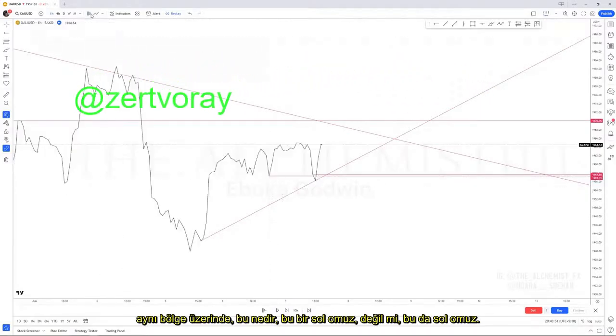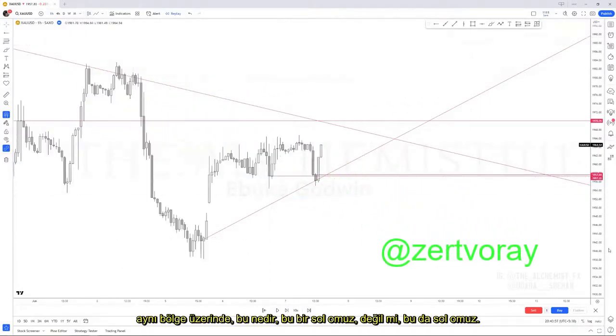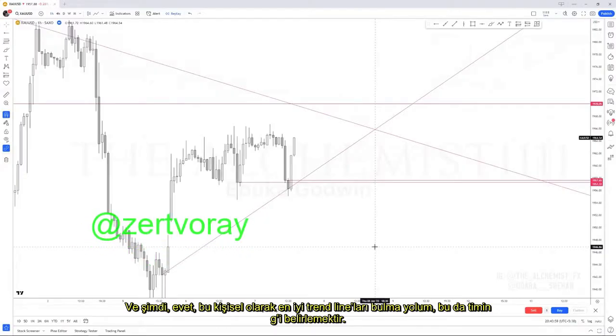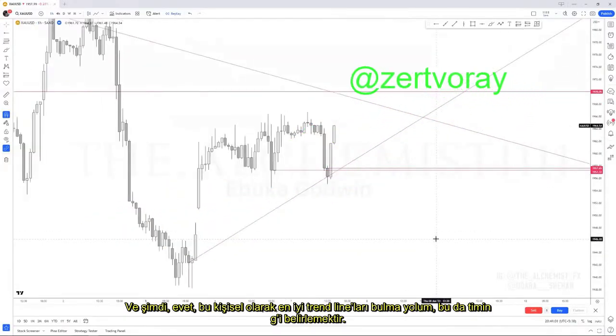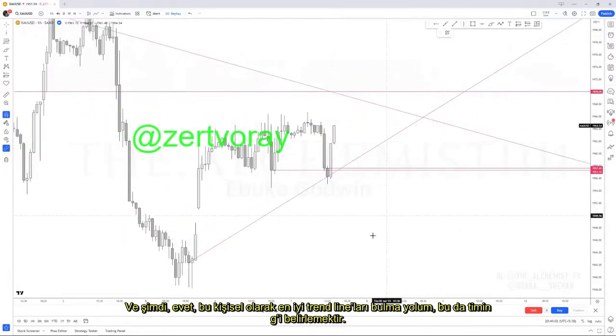What is this? This is the left shoulder. This is also the left shoulder. And now there's one way. Personally, this is how I find the best trend lines, and that is by determining the timing.